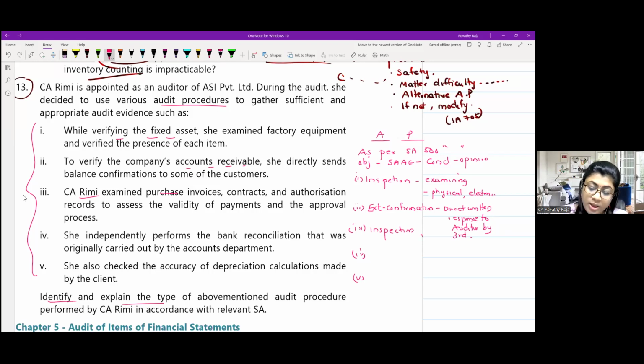Then, she independently performs bank reconciliation that was originally carried out by the accounts department. She again performs it: reperformance. I have to explain regarding reperformance. What is reperformance? It is independent execution of the procedure.